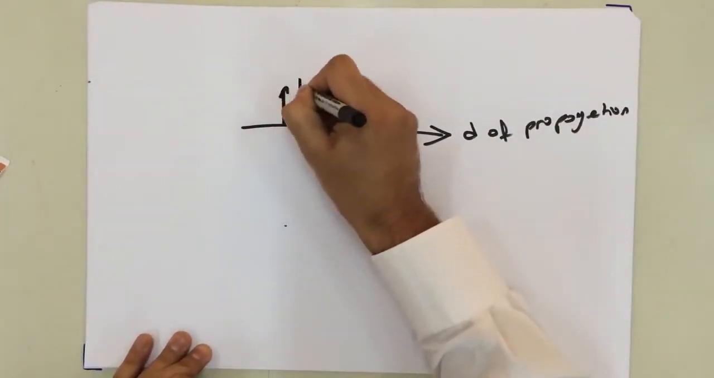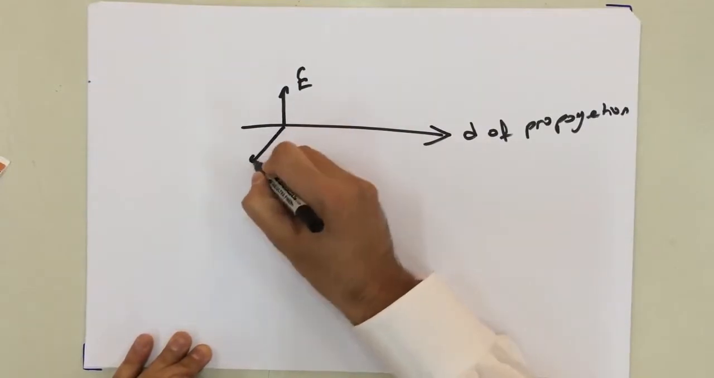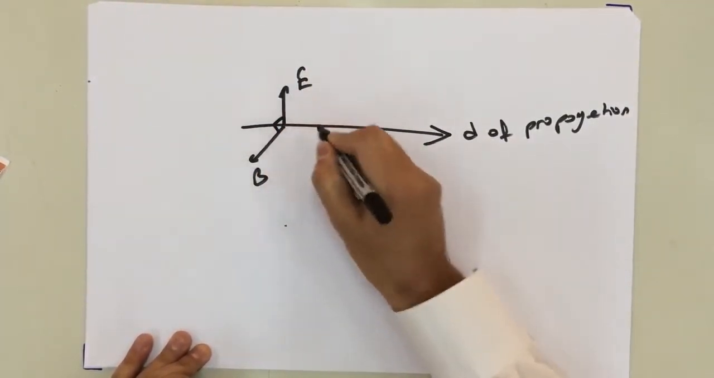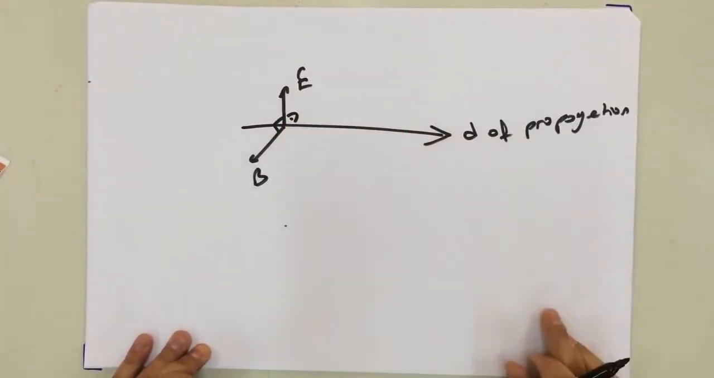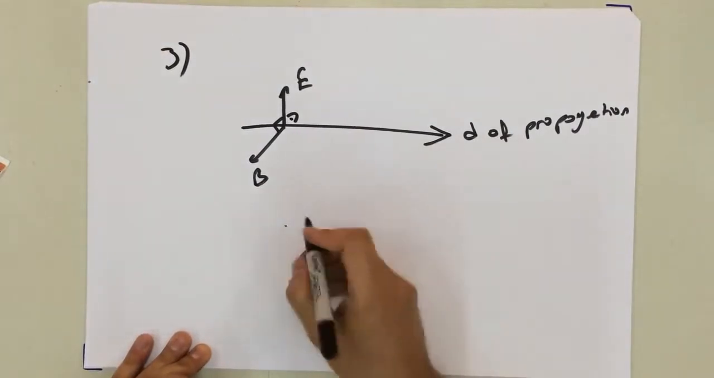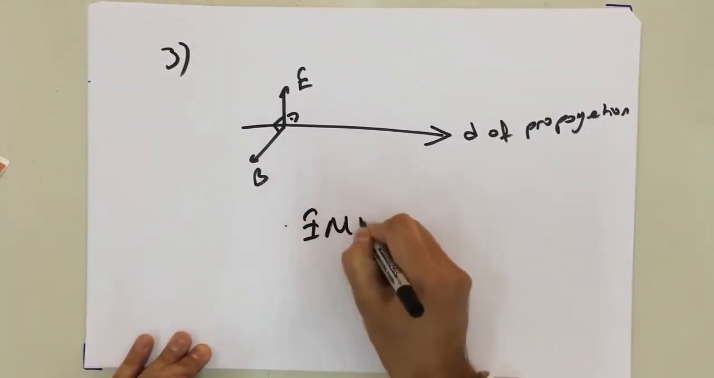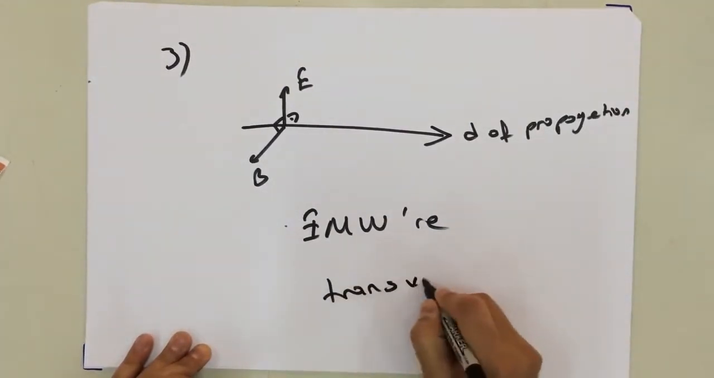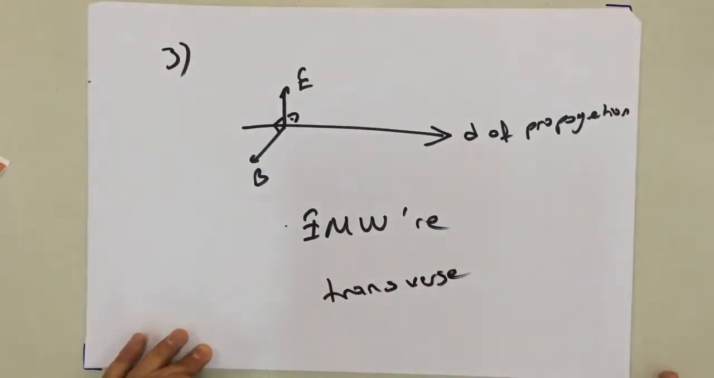This is the direction of the electric field and this is the direction of the magnetic field. They are both perpendicular to each other and they are perpendicular to the direction of propagation. According to this information, we can say that electromagnetic waves are transverse waves, and this is the third one.